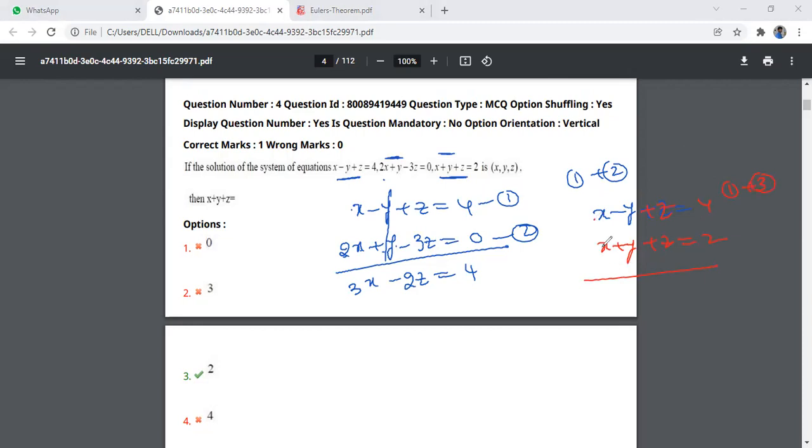What you will get here? x plus x, 2x you will get. Again here minus y plus y will get cancelled. This is plus 2z is equal to how much? It is 6. If you take 2 common from here, what you will get? x plus z is equal to 3.